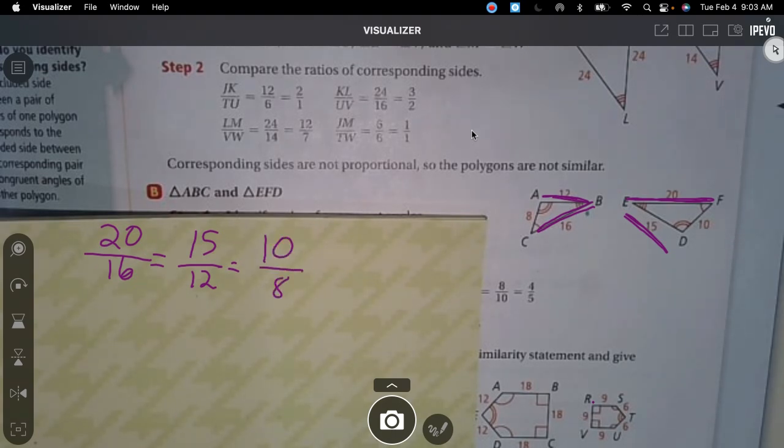So if I reduce all these numbers, what does 20 over 16 reduce to? Divide them both by 4.